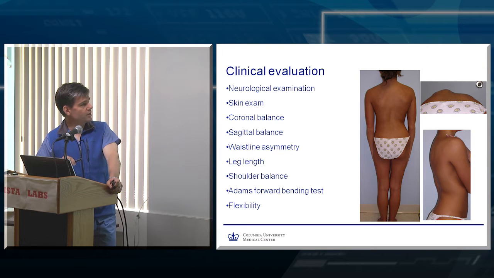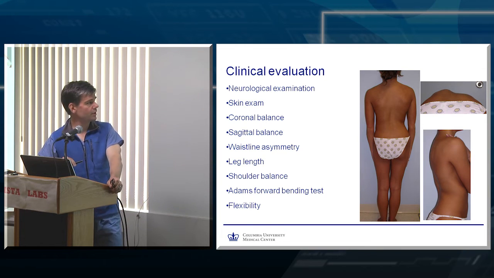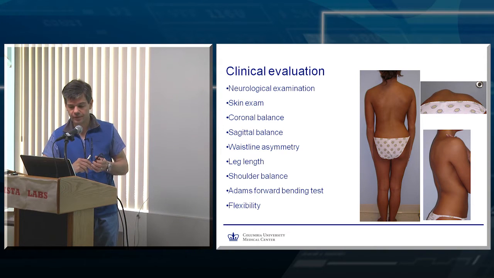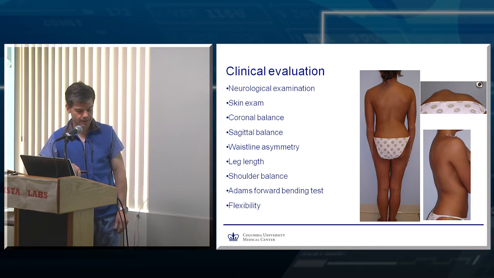When we evaluate the patients, we need to do a thorough neurological examination, again looking for anything that indicates that this is anything other than idiopathic scoliosis, including a skin exam. We look at the coronal and the sagittal balance, look at the waistline asymmetry. And I usually start these evaluations by asking the patients or the parents, in as unleading a way as possible, what they've noticed.